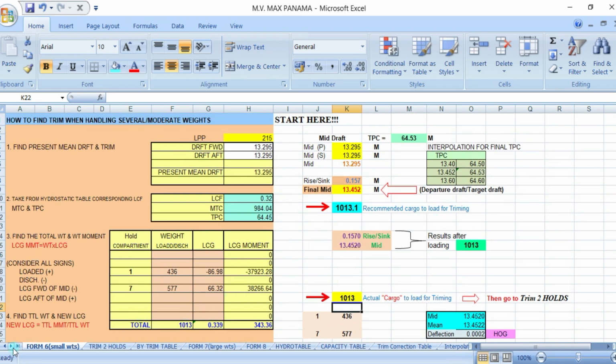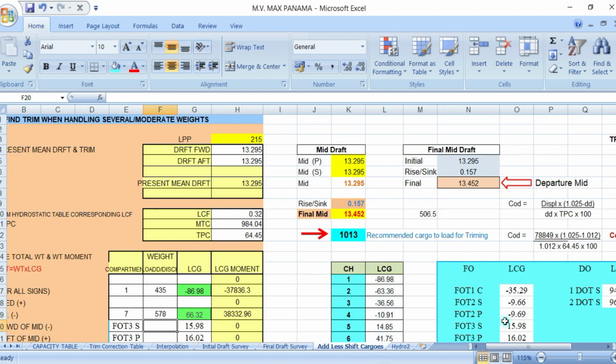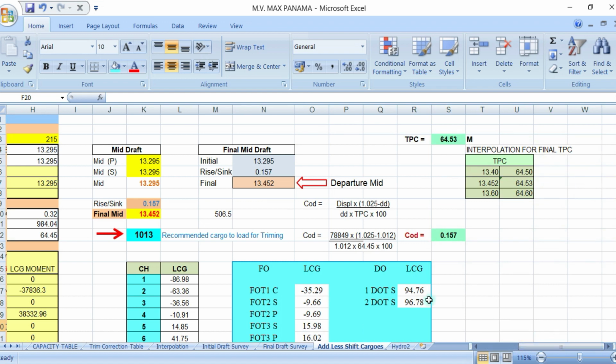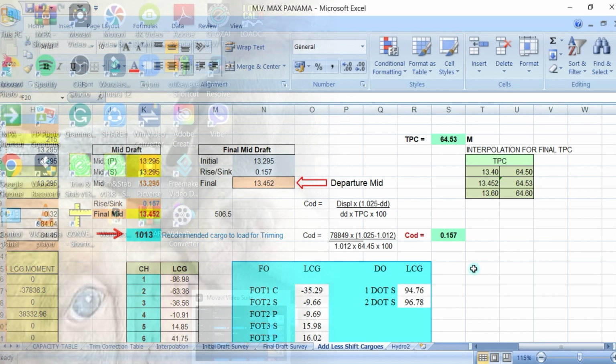And just remember that if your present density is less than 1.025, then the value of your final draft should be greater than your initial. Or when your density is less than 1.025, the change of draft should be added to your initial, so this value will be greater.